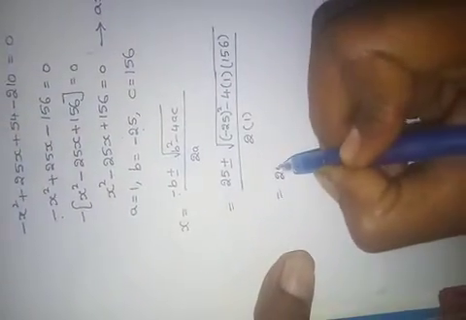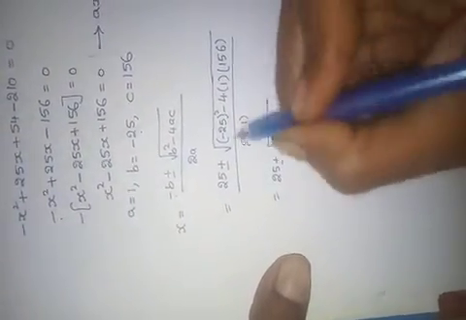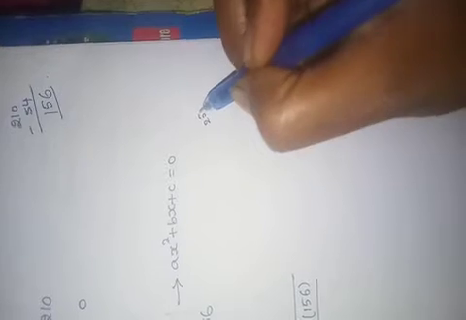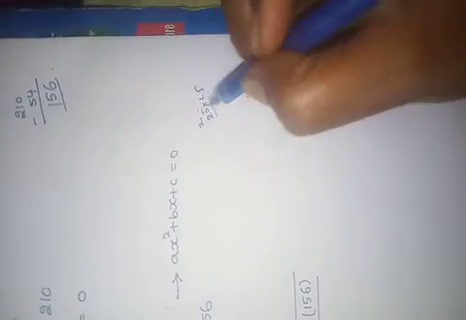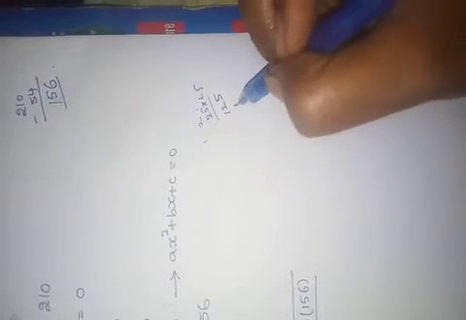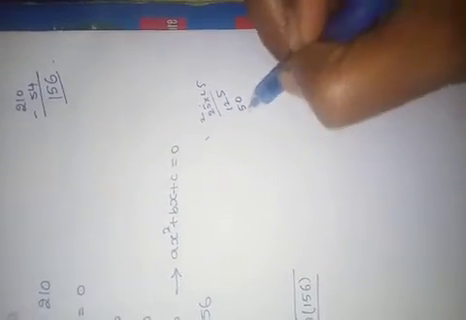Here solve this: 25 plus or minus root of 25 square. 25 square: 5 5s are 25, 5 2s are 10, 11, 12, 5 2s are 10, 2 2s are 4, 5, 6. So it is 625.